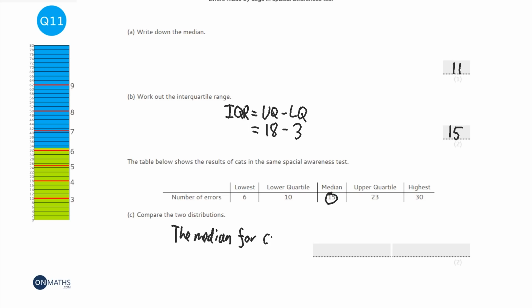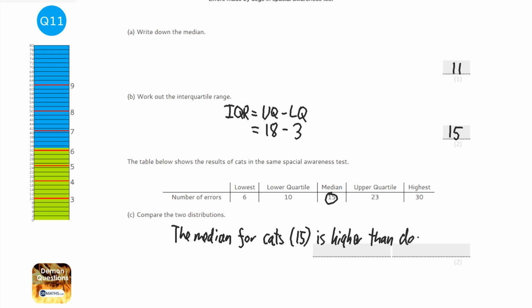for cats, which was 15, is higher than dogs, which is 11. So always state the values. Now you can also say on average they're higher because the median is 15 for the cats and only 11 for the dogs. As long as you're comparing the medians and saying which one's higher, or maybe they're the same.